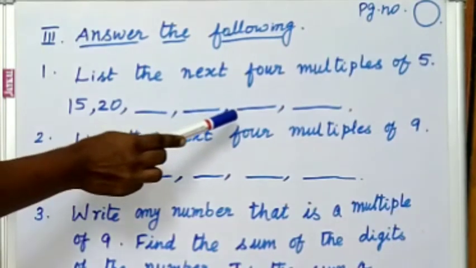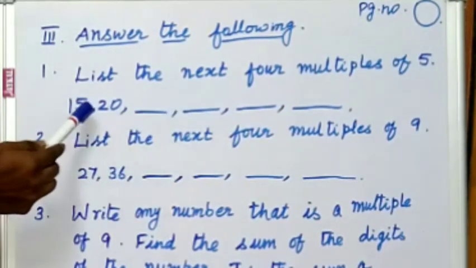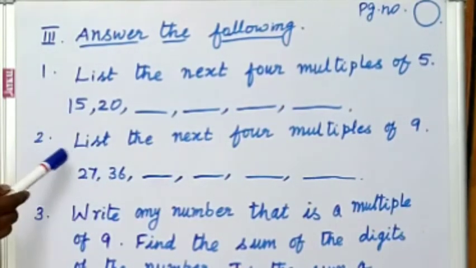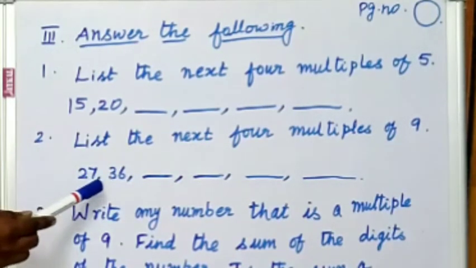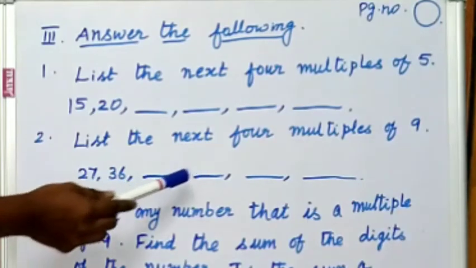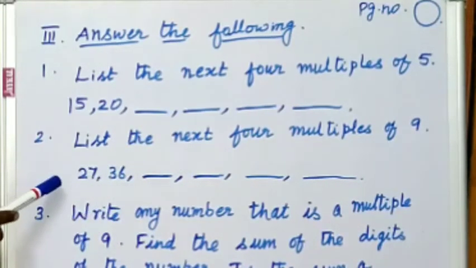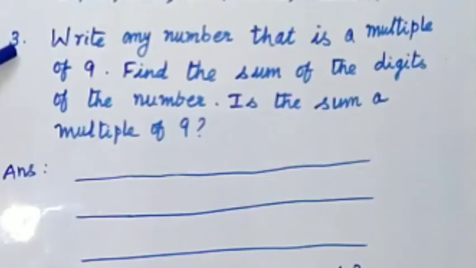Hope you all know the multiplication table of 5. So, you have to use the multiplication table and write the multiples of 5. Then leave one line and write the second question: List the next 4 multiples of 9. You have to write 4 multiples after 27 and 36. Okay. Again leave one line.